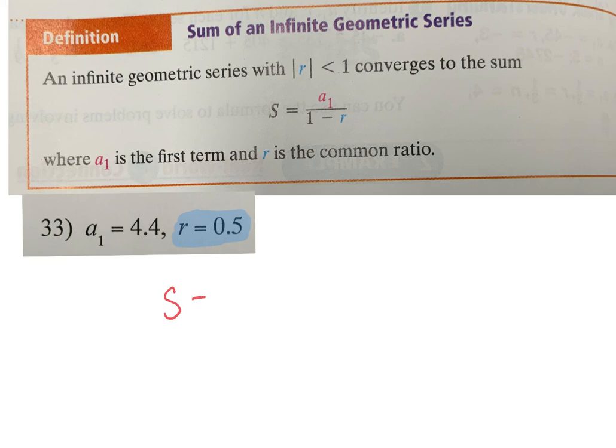If I'm finding my sum here, my first term, 4.4, over 1 minus my r. And you just plug it in. And 8.8 is what you're going to get there. Which is, you could do that without a calculator. 4.4 over 0.5, which is just divided by 1/2, or times 2.